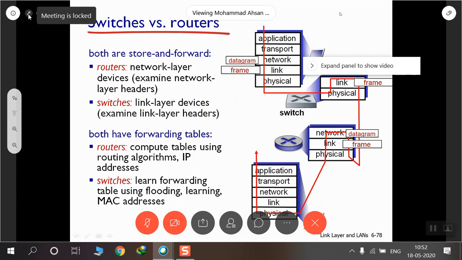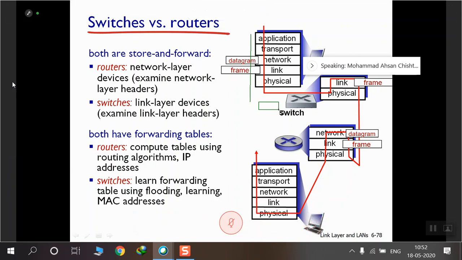Okay. So if it goes down from here, it goes to the hub here. Hub has only one layer of networking, that is the physical layer. So we expect it to go like this.